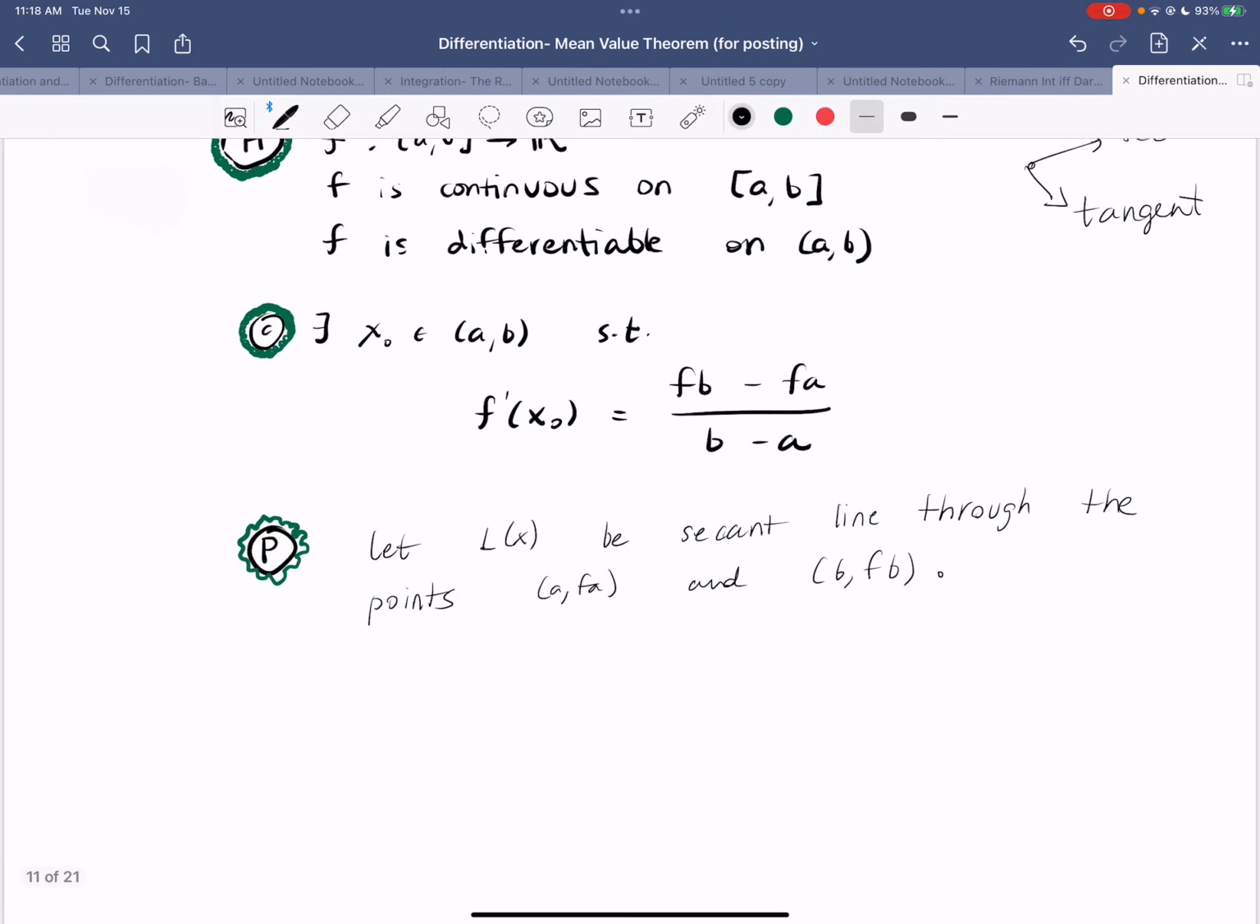And then consider g(x) defined to be f(x) - L(x). Notice that g satisfies the hypotheses of Rolle's theorem.